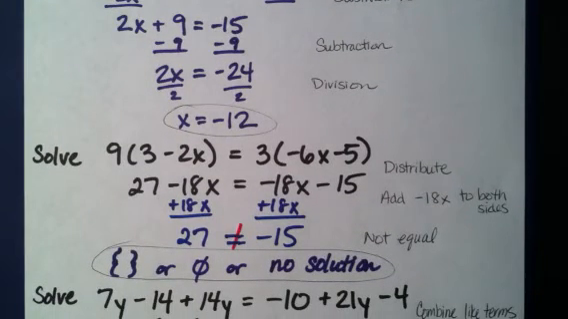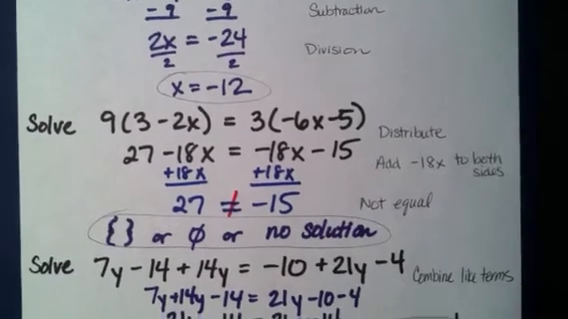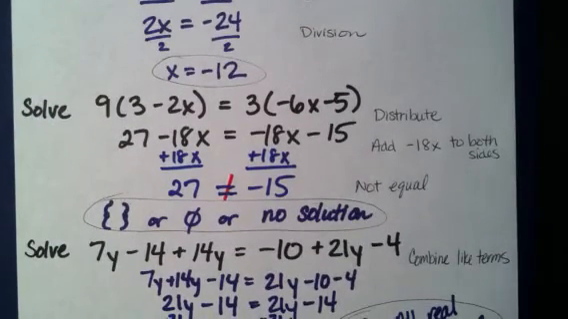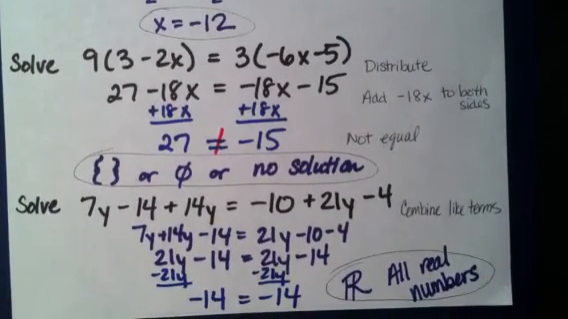Okay, if we had to solve 7y minus 14 plus 14y equals negative 10 plus 21y minus 4, first we would combine like terms, which would give us 21y minus 14 equals 21y minus 14. If we subtract 21y from both sides, we're left with negative 14 equals negative 14. Since negative 14 does indeed equal negative 14, the answer to this would be all real numbers.